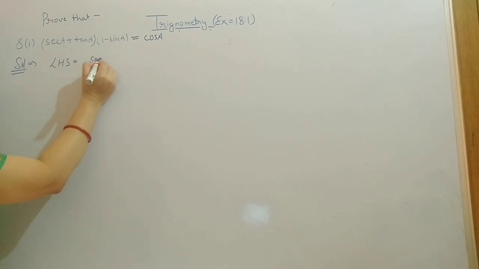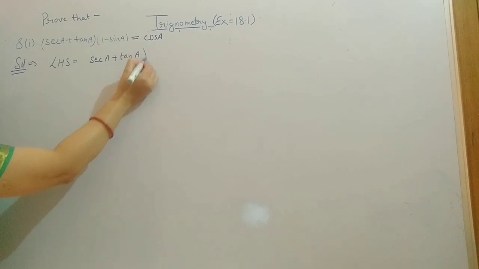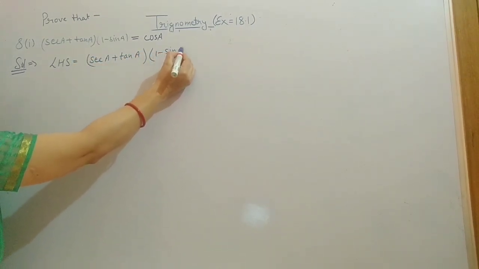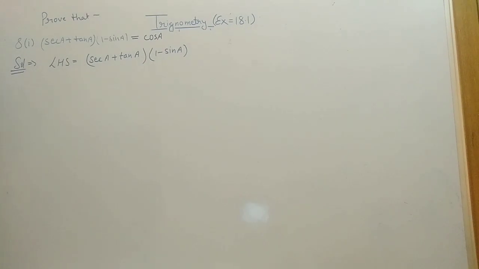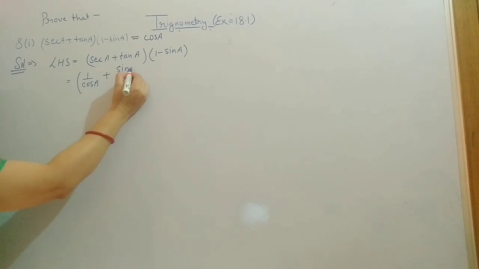Left side is (sec a plus tan a) (1 minus sin a). So in these type of question normally we have to change sec, tan, sin and cos. We will not change it. So first this sec we can write as 1 by cos, and tan we can write as sin by cos.